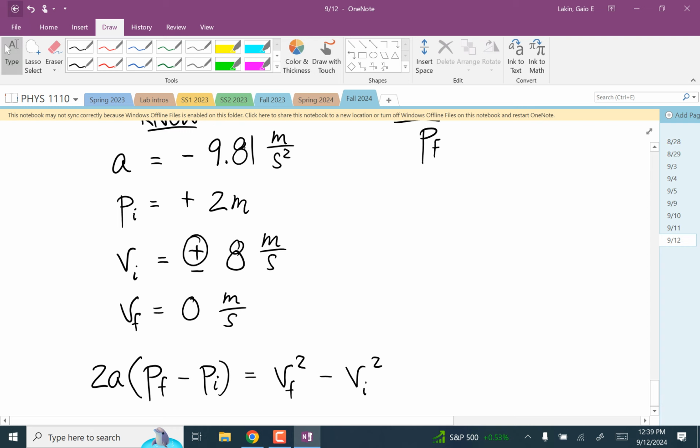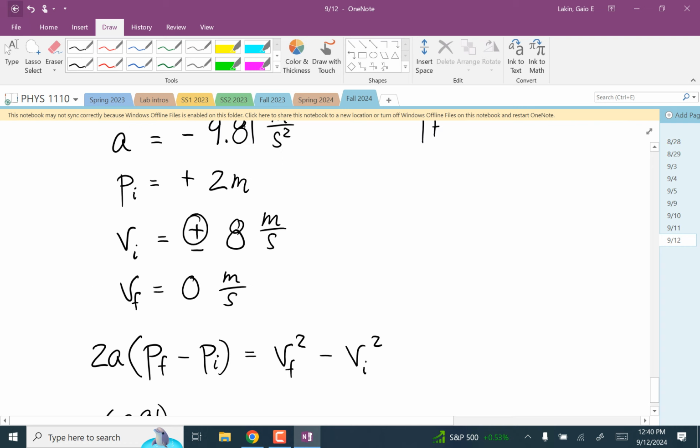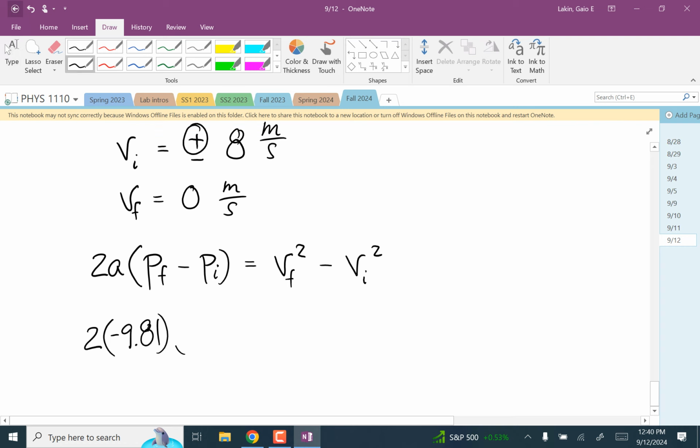We're looking for PF. That's in the equation. And then we know A, we know PI, we know VF, and we know VI. So this one will work. So we have 2 times negative 9.81 times the quantity P final minus 2 is equal to 8 squared minus 0 squared.